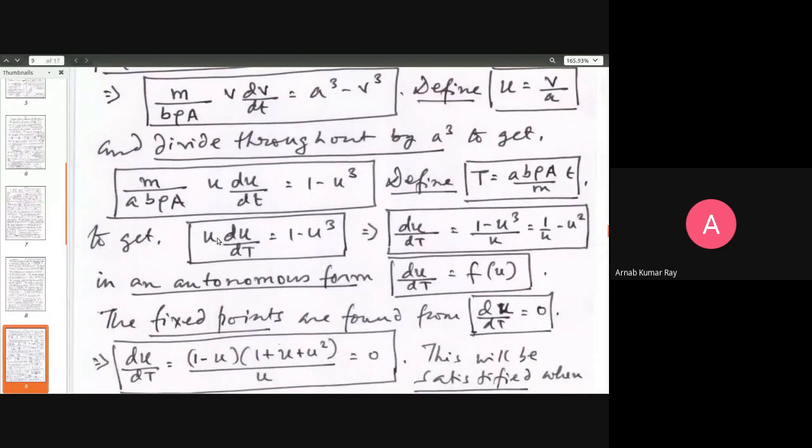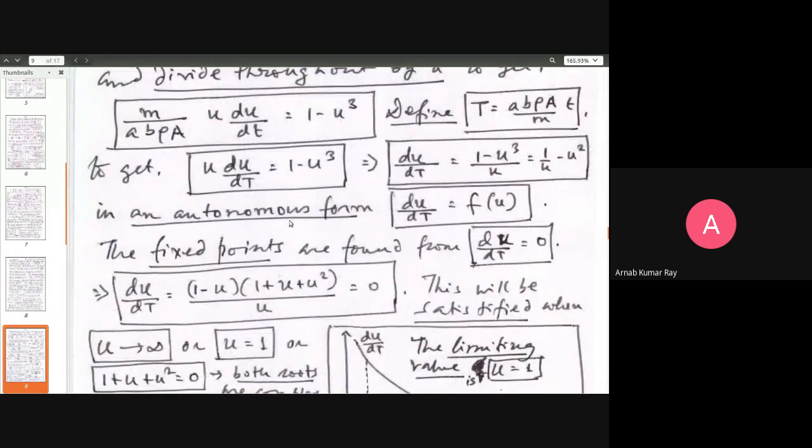Okay, so now you can see your equation is now nicely reduced to an autonomous form, u du/dT into 1 minus u cubed. I'm dividing this equation throughout by u, so you will get du/dT is equal to (1 minus u cubed) by u. This is u, and so it will be 1 by u minus u squared. So it's an autonomous form, du/dT is equal to f(u).